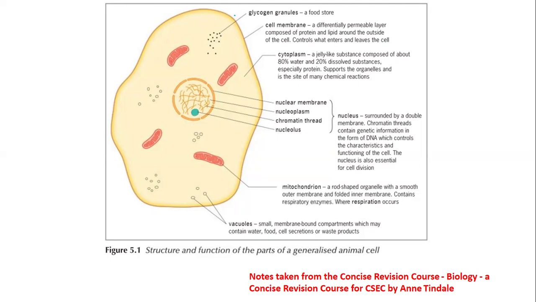So common, plant, animal cell, very common. Glycogen granules store food. Cell membrane, we know it's a semi-permeable membrane or differential permeable layer composed of protein and lipid. Outside the cell, it controls what enters and leaves the cell, and it's semi-permeable, so that means not everything can go through. Cytoplasm is where most of the chemical reactions take place. It's a gel-like substance in the cell that's made up of 80% water and 20% mineral substances, right?